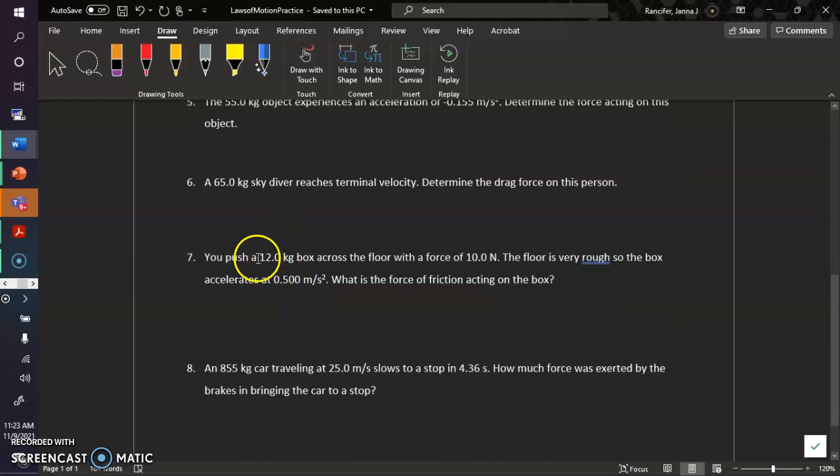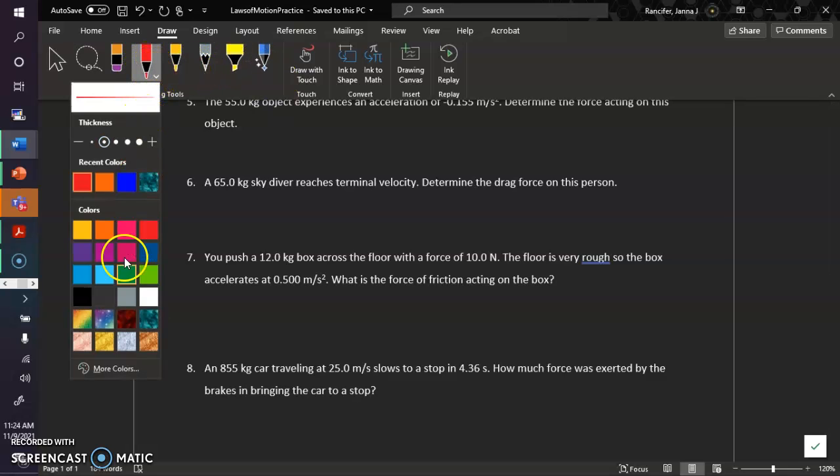All right, so question number 7, you push a 12-kilogram box across the floor with the force of 10 newtons. The floor is very rough, so the box accelerates at 0.500 meters per second squared. What is the force of friction acting on the box?